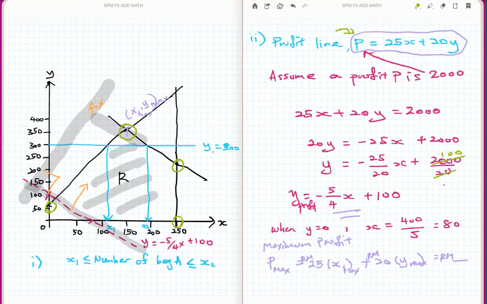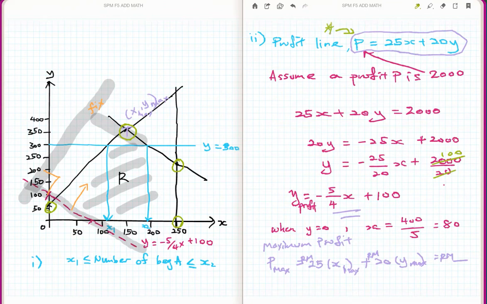So there are 2 methods. One is to use a ruler, push it up. Another method is you compare all 4 values. You substitute all these 4 values into the profit line equation to compare those values and look for the maximum value. So this is how you find out the profit line. So I think that's basically all about it.